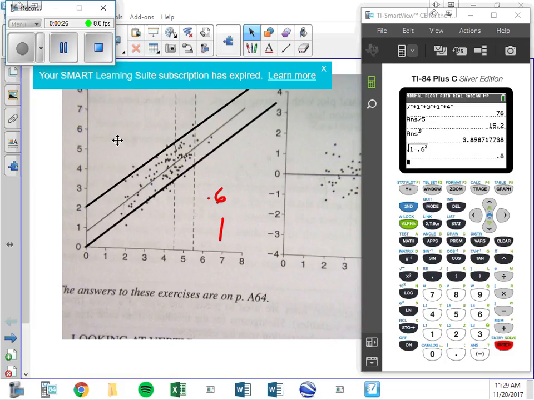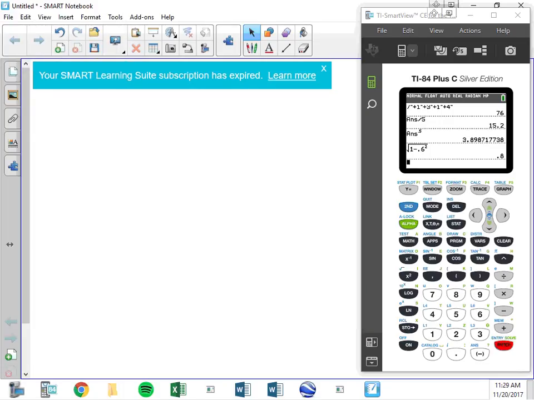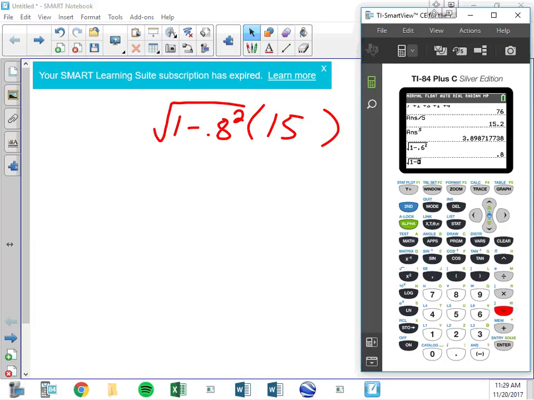True or false? The regression line for predicting the scores on Form M from L has an RMS error of about 9 points. How do we calculate the RMS error? We're going to do the square root of 1 minus 0.8 squared times 15. So true.